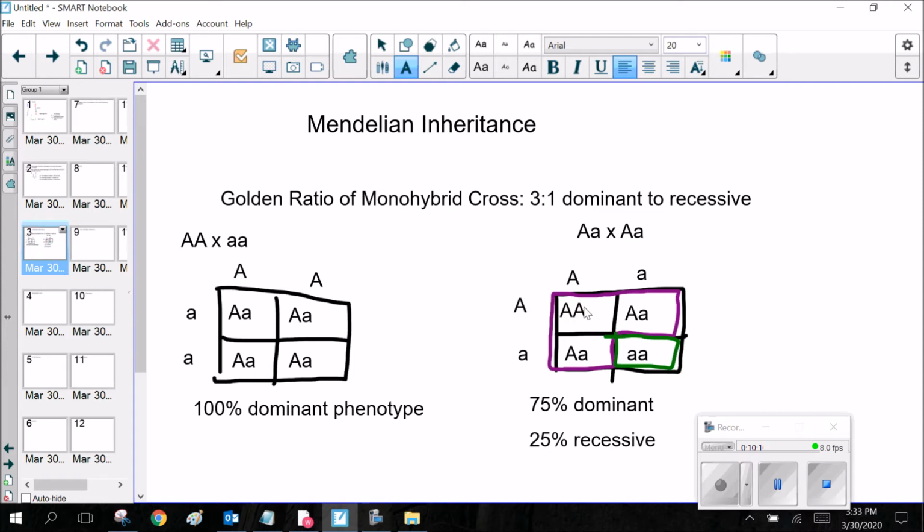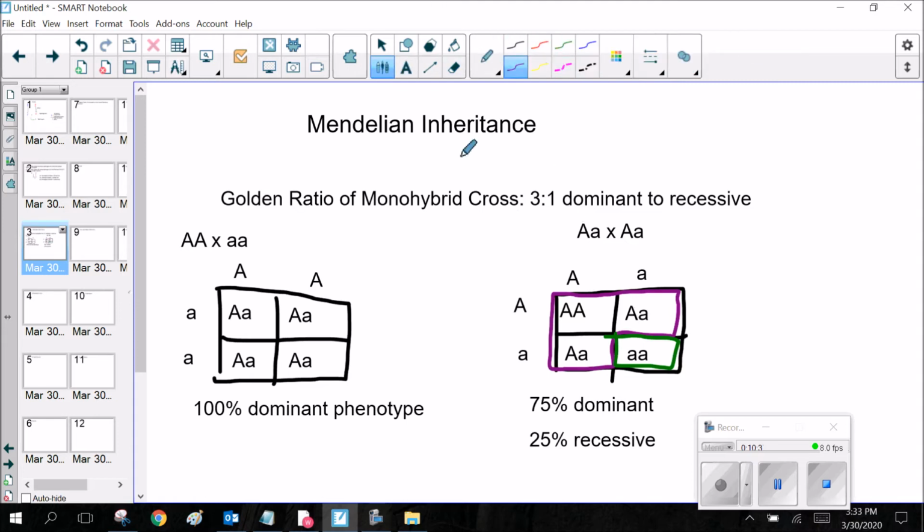This isn't going to be the case for every parent that has four children. They're going to get three that are the dominant phenotype and one recessive, but this is statistically a way of measuring it. Right, so this is what we talked about with the golden ratio of the monohybrid cross. In other words, we're looking at one trait, which is the mono, and hybrid over here.